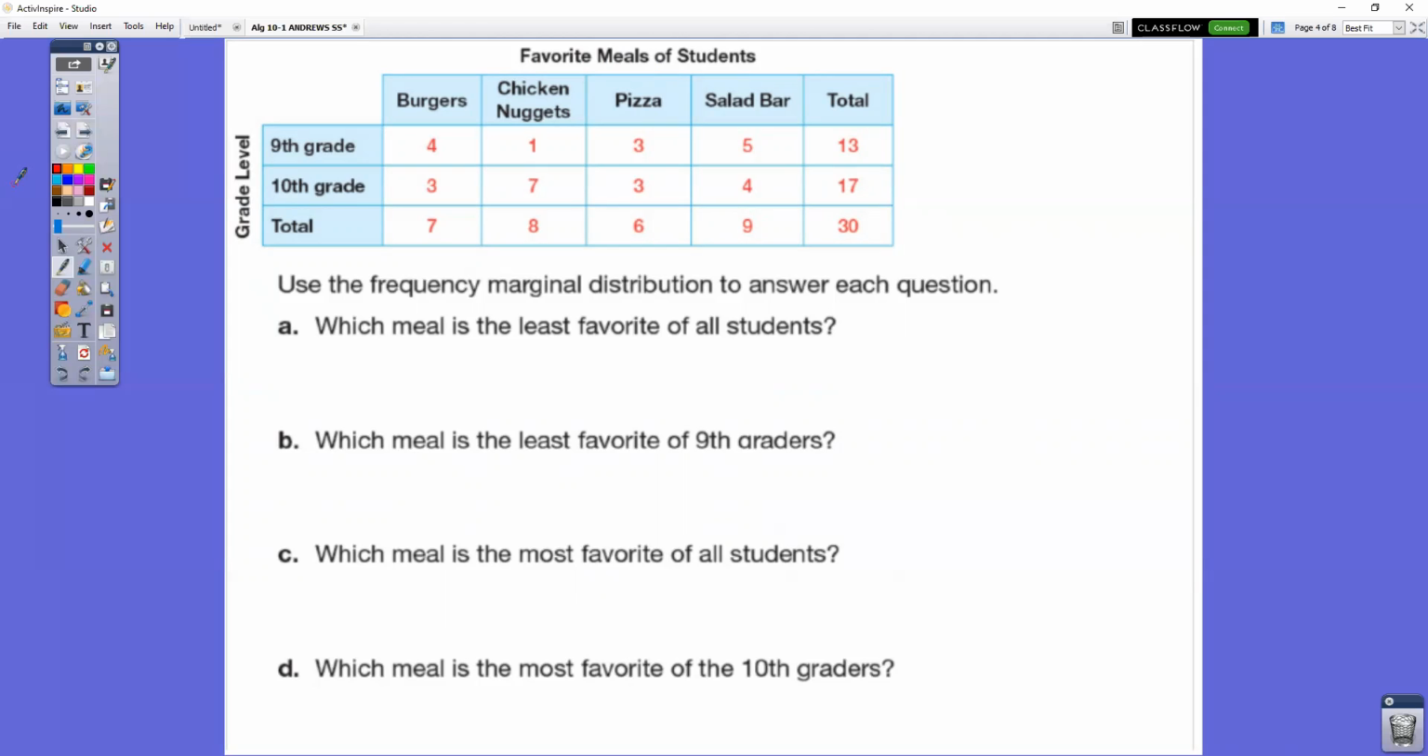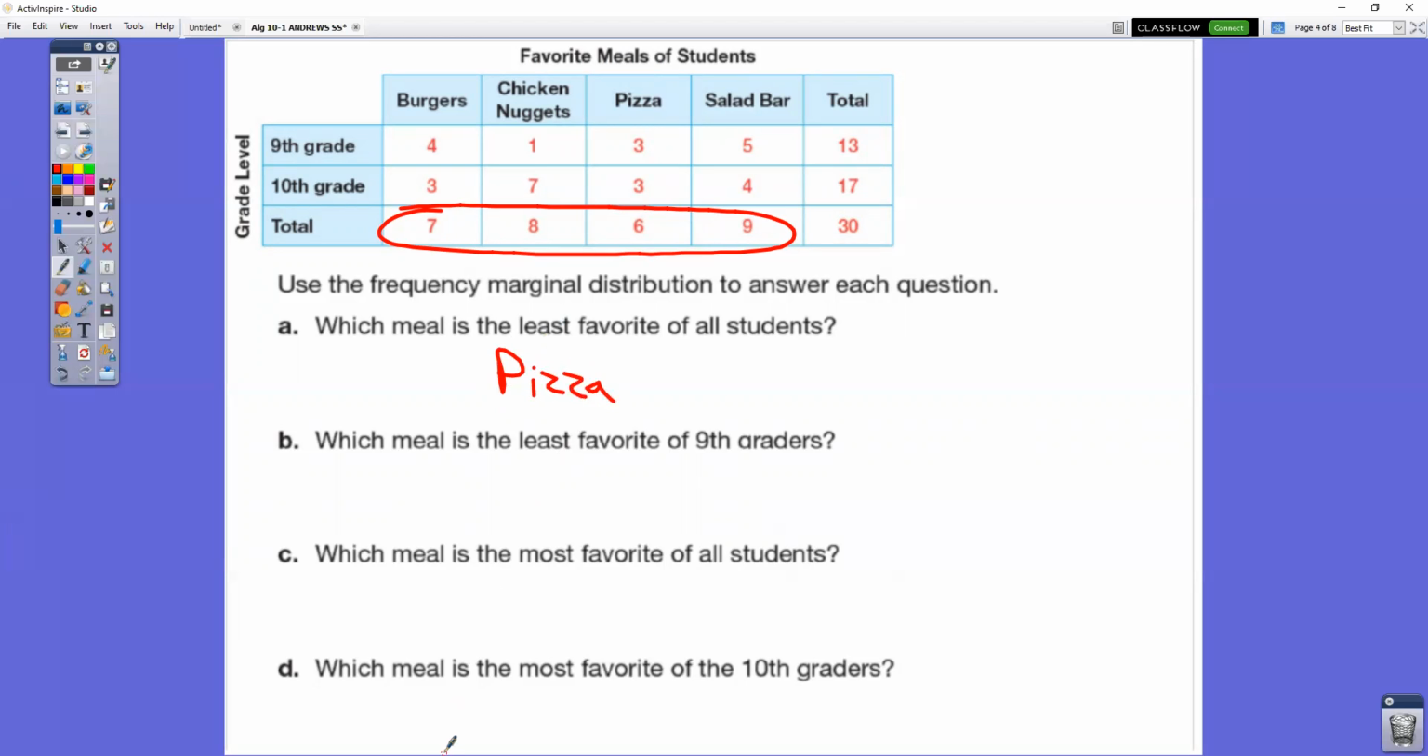Which meal is the least favorite of all the students? Now, you have to be careful. I would even be very tempted to go, oh, 1 is the smallest number here, so it's chicken nuggets. That's not what they're asking me though. If it said which meal was the least favorite among 9th graders, that would be chicken nuggets. But which one is least favorite of all students? We're looking at these 4 numbers. So which one is the lowest? The lowest is pizza.